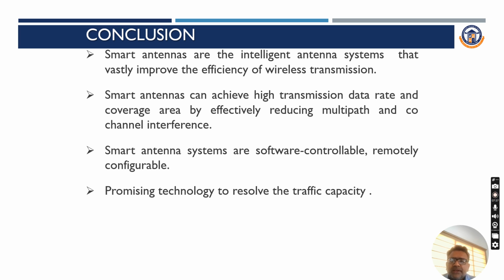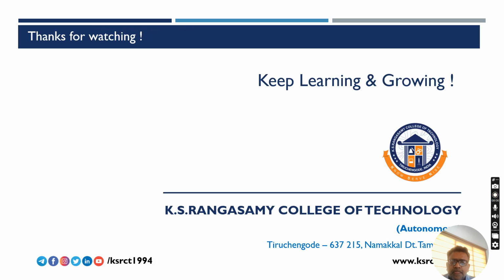So finally, smart antennas or intelligent antenna systems vastly improve the efficiency of wireless transmission. Smart antennas can achieve high transmission data rate and coverage area by effectively reducing multipath and co-channel interference. The smart antenna systems are software controllable and remotely configurable, where we can control the direction of antennas, that particular beam, a promising technology to resolve the traffic capacity.